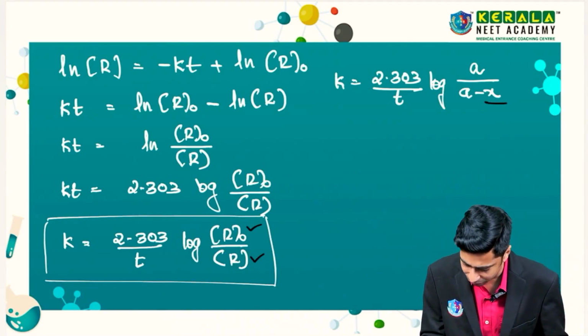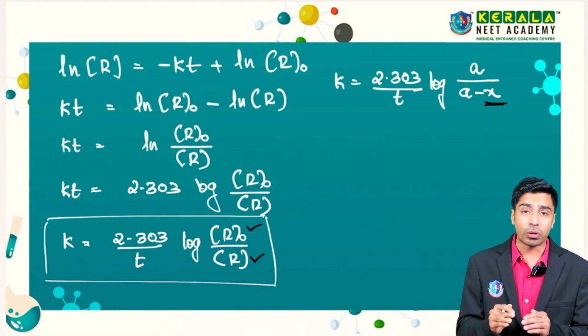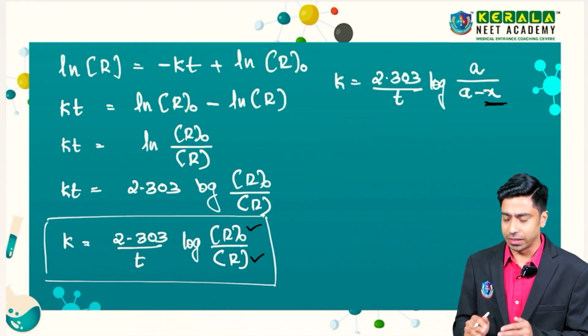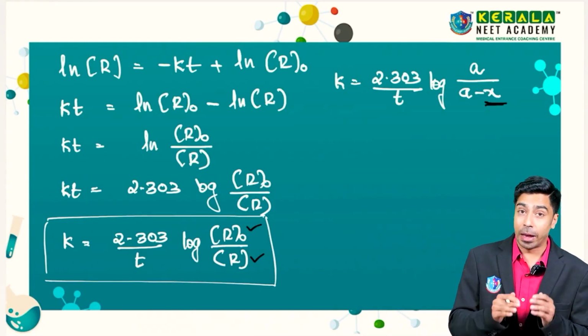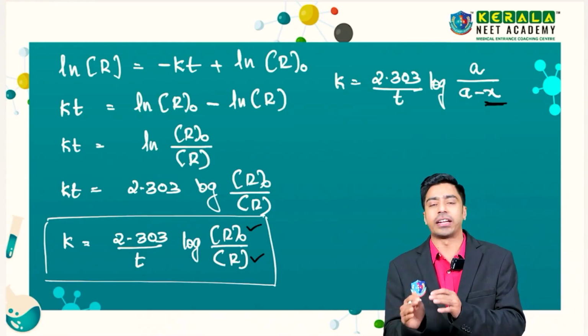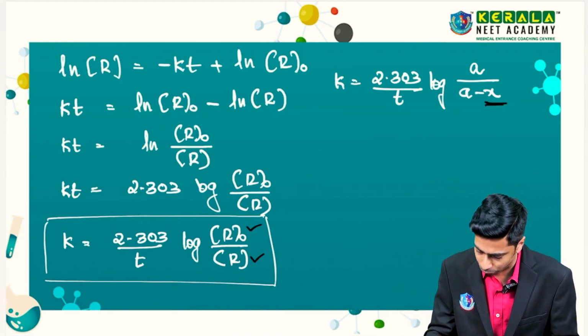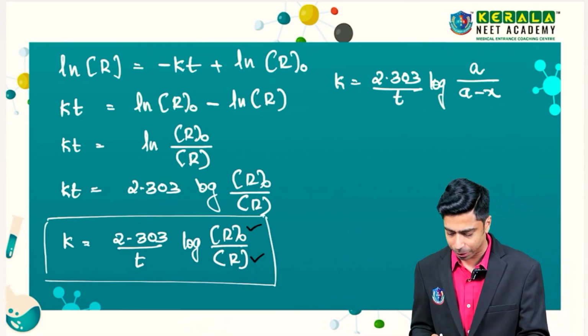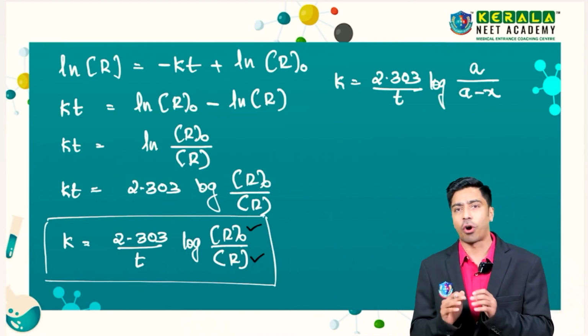Then what will be x? Here x represents the amount of substance that has reacted by time t. So x is the amount of substance reacted, and a minus x is the remaining substance at time t. So this is the amount of unreacted substance, or we can say the concentration of reactant at time t.